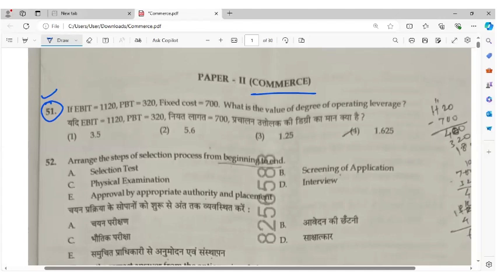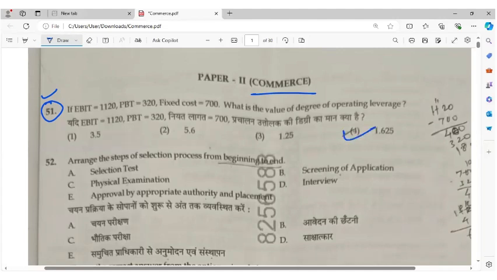If the EBIT is 11,120 and PBT is 320 and fixed cost is 700, what will be the value of the degree of combined leverage? So the answer here will be option number 4.